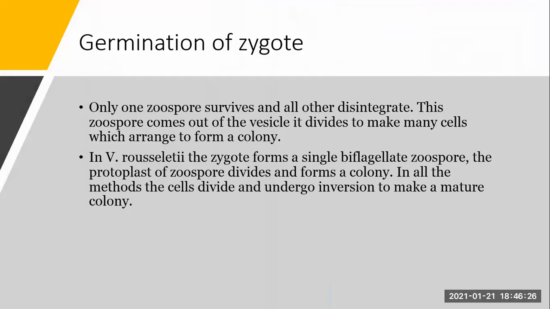Germination of zygote. Only one zoospore survives and all others disintegrate. This zoospore comes out of the vesicle. It divides to make many cells which arrange to form a colony. In Volvox rousseletii, the zygote forms a single biflagellate zoospore. The protoplasm of the zoospore divides and forms a colony. In all the methods, cells divide and undergo inversion to make a mature colony.